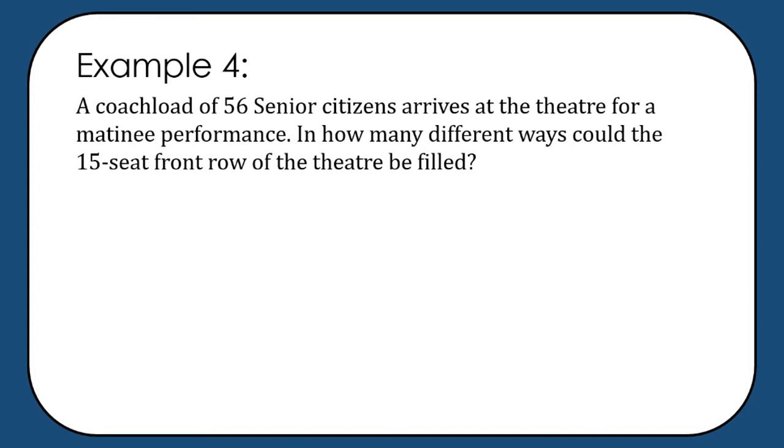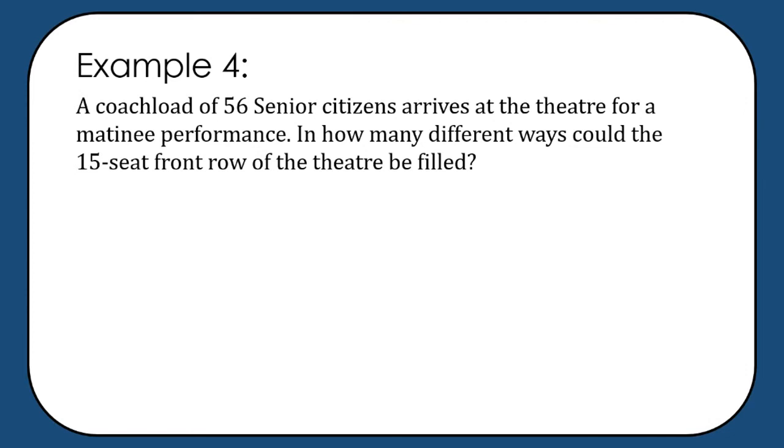Okay, a coachload of 56 senior citizens arrives at the theatre for a matinee performance. In how many different ways could the 15-seat front row be filled? Okay, so we've got 15 seats to fill with 56 people. So this is where it's going to start to become a bit tedious to set up boxes and try and think that through. Essentially, you're going to need to do 56 times 55 times 54 times 53. You're going to need to multiply 15 numbers together.